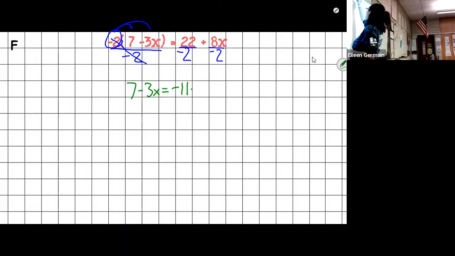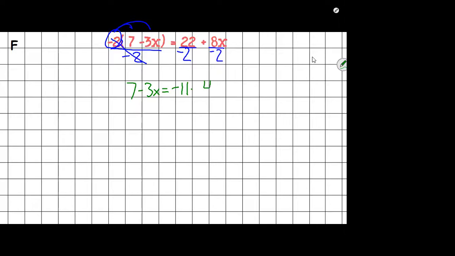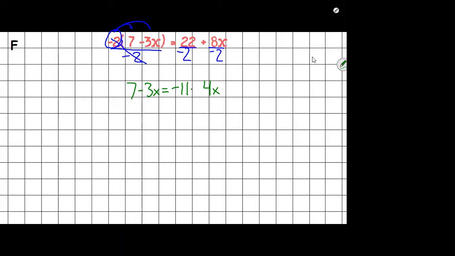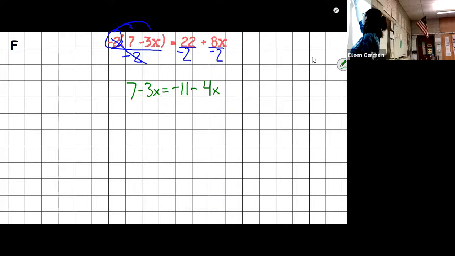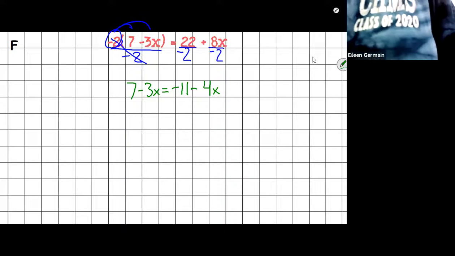So 8 divided by 2 gets me what? 4. 4x. And what kind of 4x is it going to be? Negative. A negative. Very good, because we have a positive divided by a negative. Awesome job.